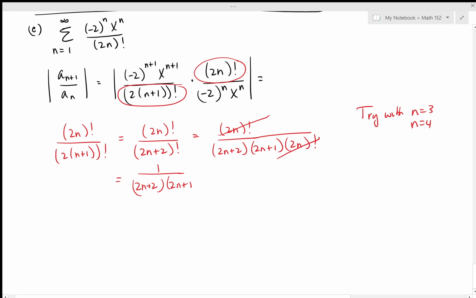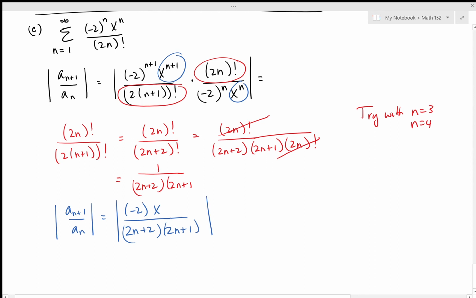Okay, so I can then go back to the calculation I was making and fill that in. So a n plus 1 over a n is then equal to minus 2 times x divided by, so x to the n plus 1 divided by x to the n is simply x. And then I've simplified that other part of it separately, so I know that this is this here. I put that in. It's in absolute value.